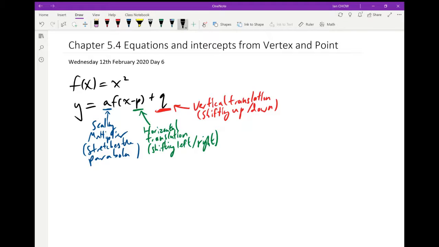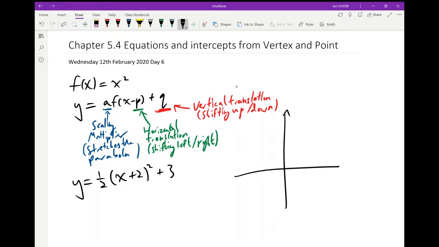So let's do a really quick example. Let's say, for example, we want to graph the function y is equal to half f of, well, let's use the actual function, half of (x plus 2) whole squared plus 3. So this is our function, and we want to graph it over here. Now, this is going to be y, this is going to be x. I'm going to start with just sketching out the normal function of y equals x squared. This is the very normal one.